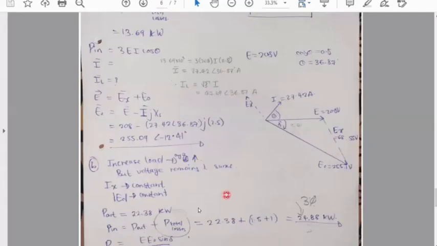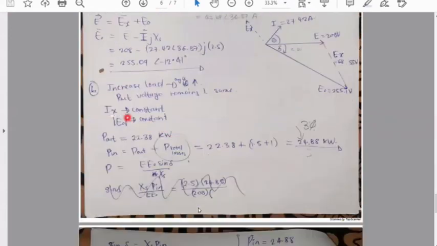Let's see. So increasing the load will increase the angle, but the voltage remains the same. Yes, so increasing the load will increase the angle, but the voltage will remain the same.